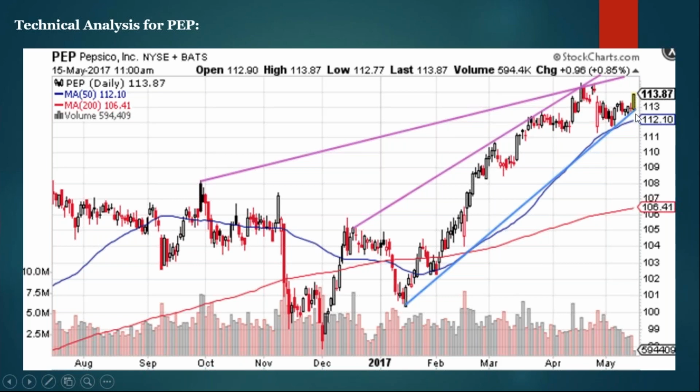So what is the probability Pepsi will come down? It's low. Chances are high it will go up, and there is no resistance. Resistance is here around 115, 116. So if you bought the June 115 call for 75 cents, selling at 116 is a double. So this is another logic.